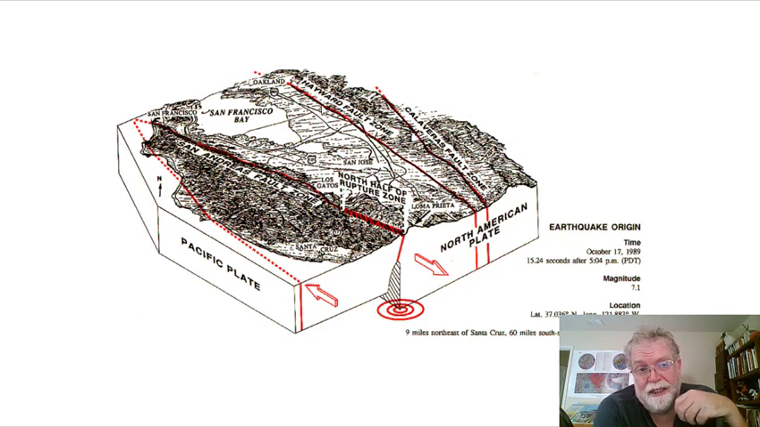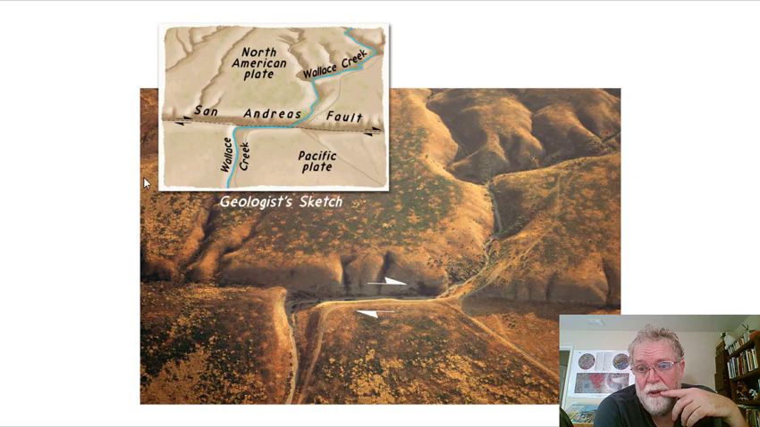And you can also see there's the Hayward Fault, the Calaveras Fault, the Northridge Fault. There's all kinds of faults out there. It's not just one San Andreas Fault, but we can see the San Andreas Fault. Here it is. You can see the fault running right across here like this.